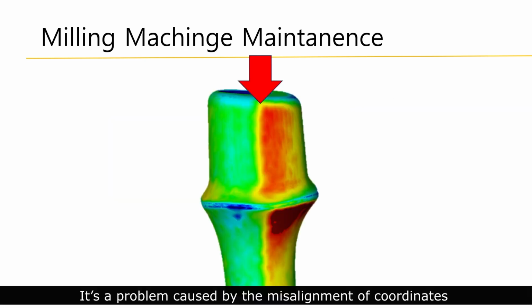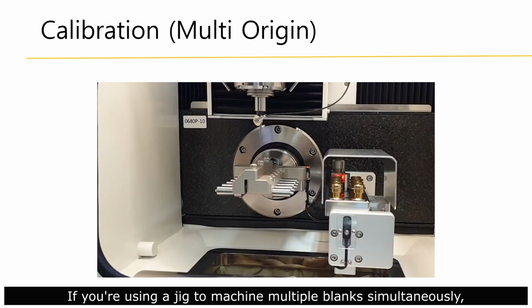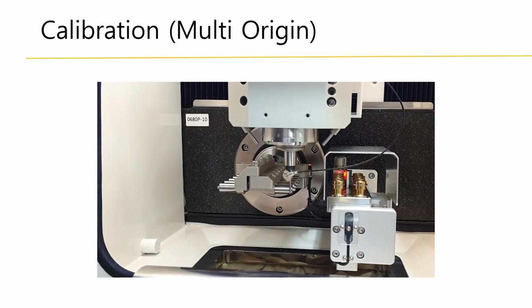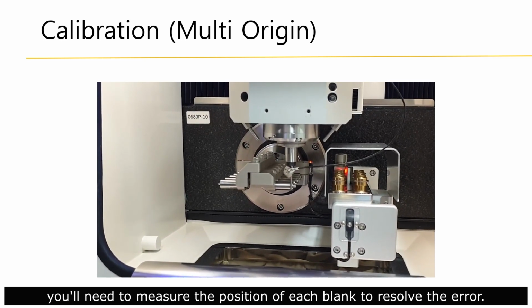It's a problem caused by the misalignment of coordinates when machining upside down, and it must be solved by calibrating the machine. If you're using a jig to machine multiple blanks simultaneously, you will need to measure the position of each blank to resolve the error.